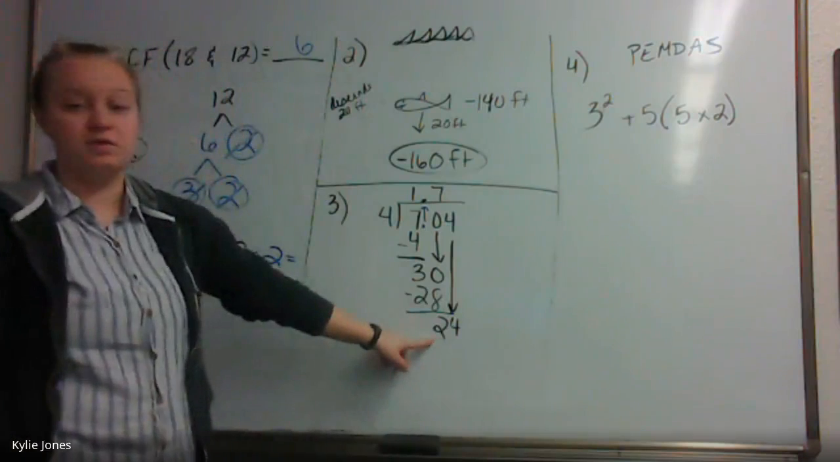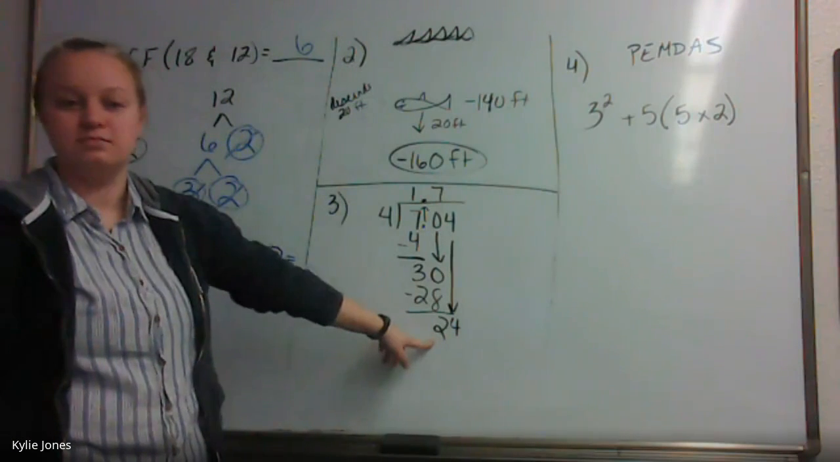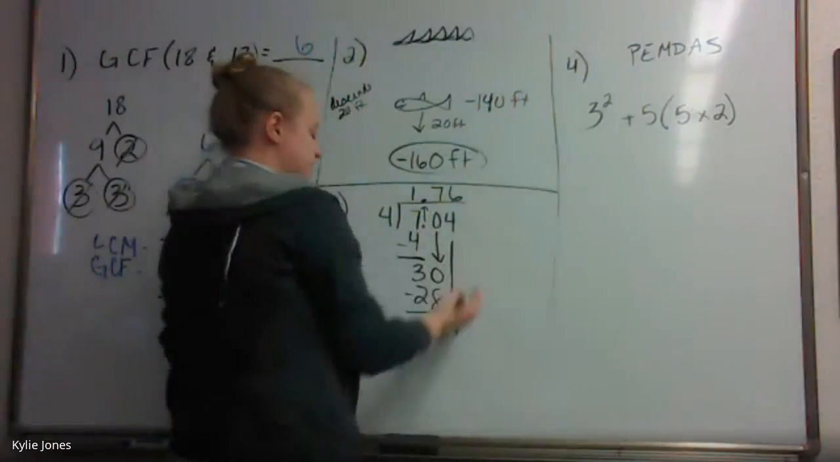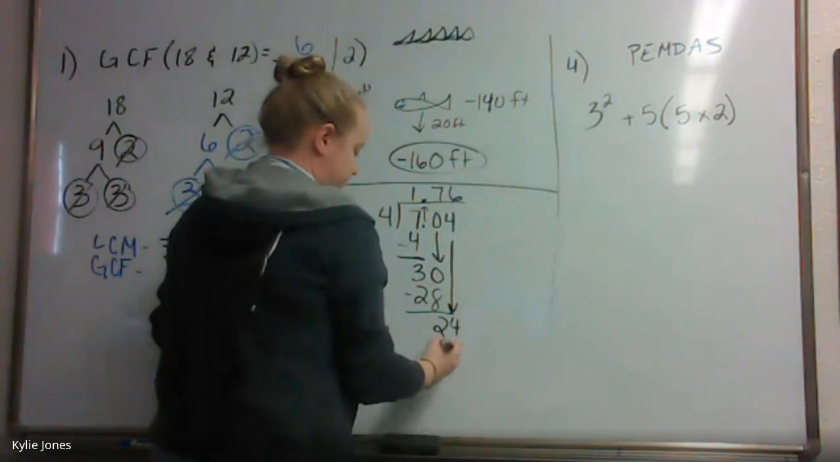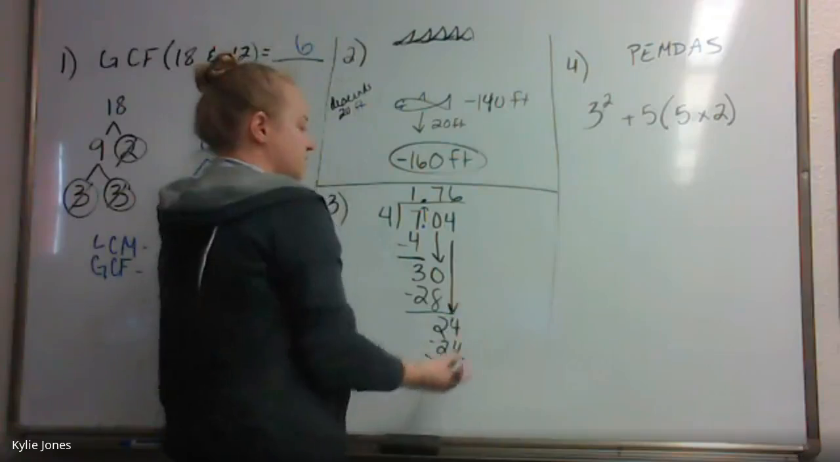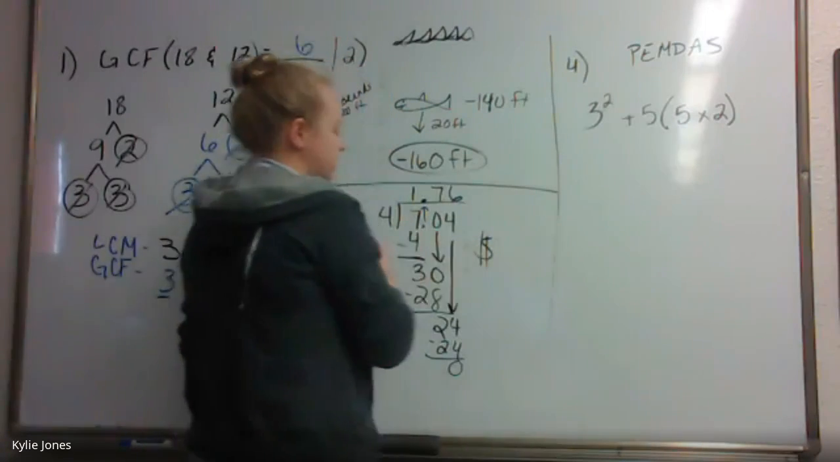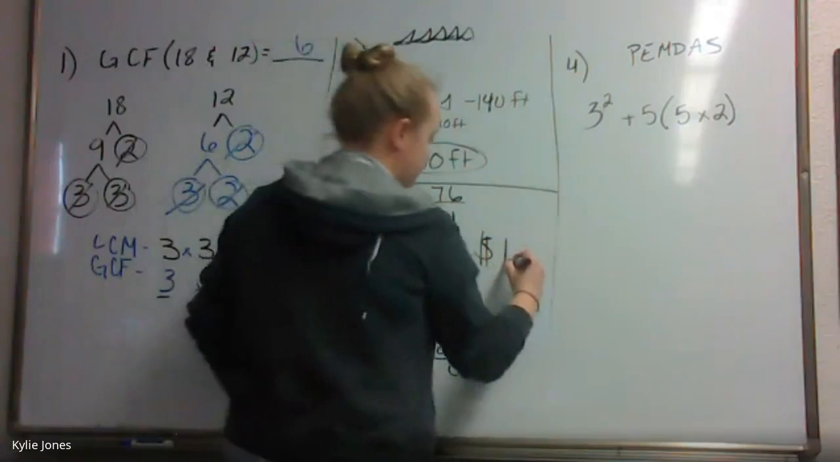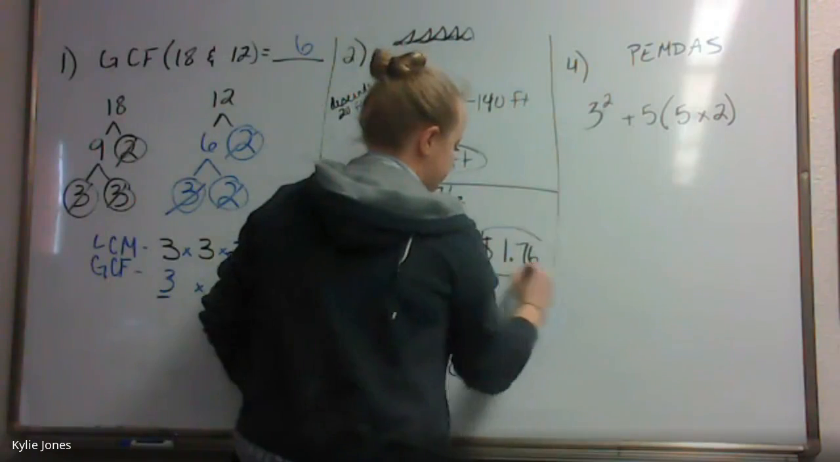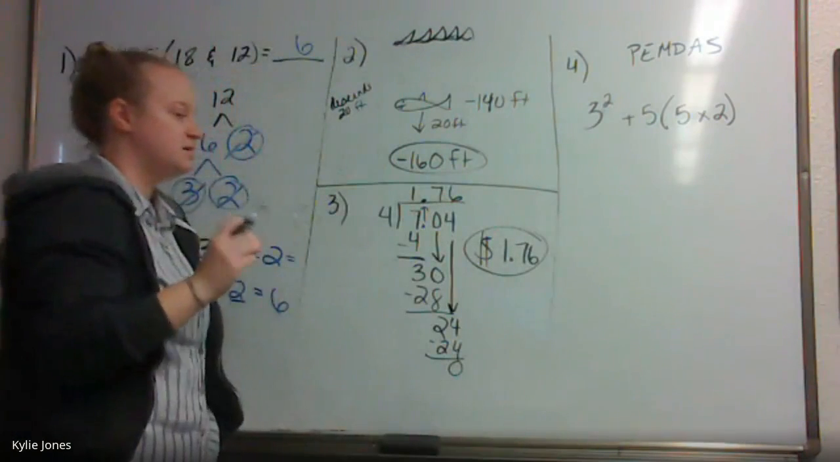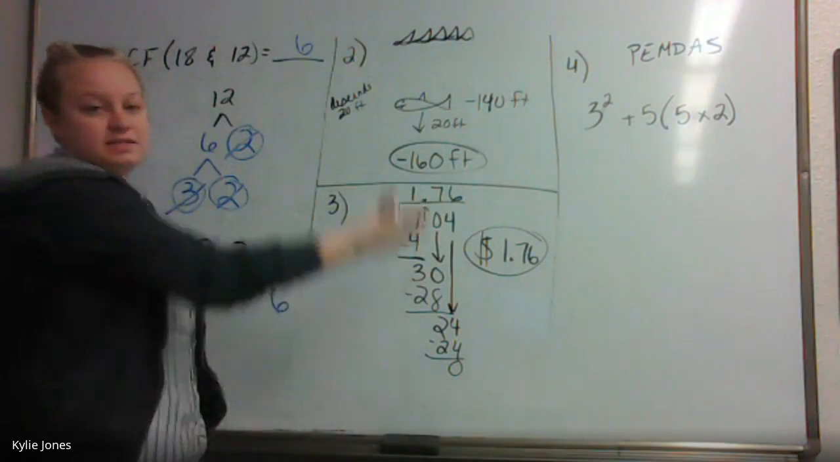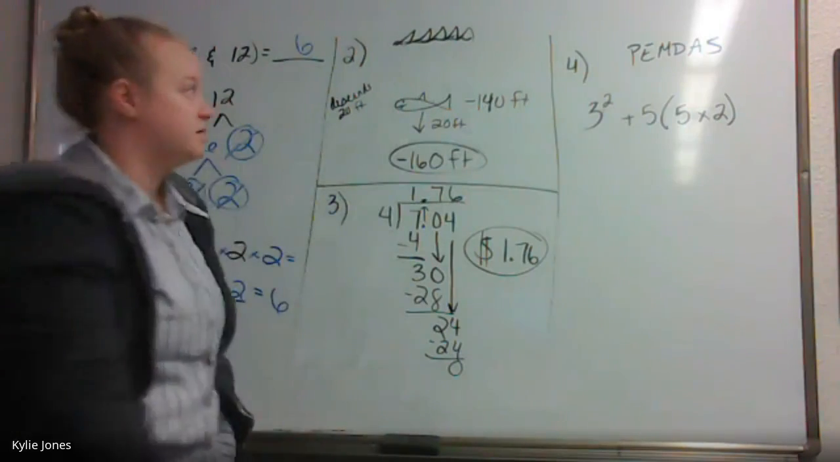Does 4 go into 24? Yes, it goes into it 6 times. Good. Exactly 6 times, right? Yep. Good. So how much does 1 yard of fabric cost us? $1.76. Good. $1.76. Perfect. Good. And then our last thing we need to do is order of operations over here.